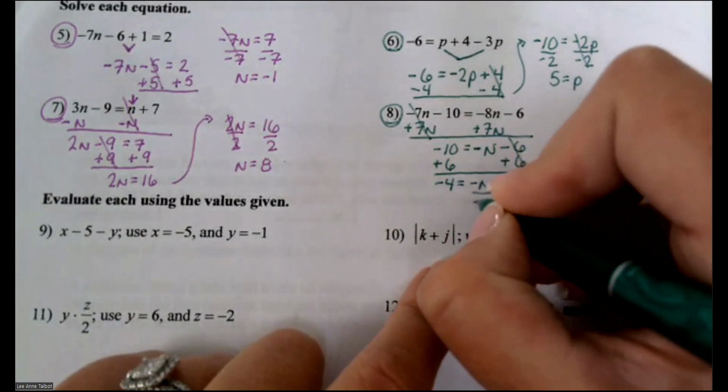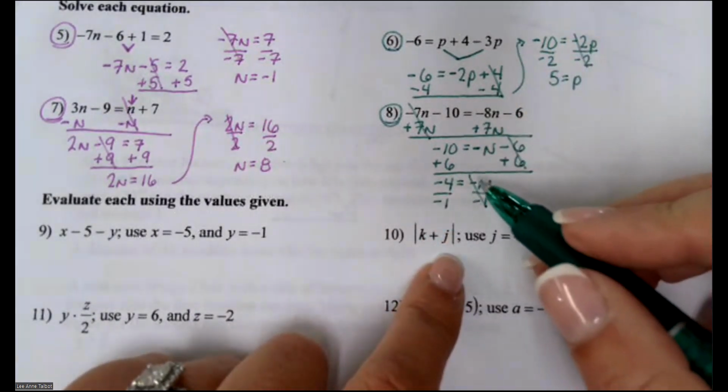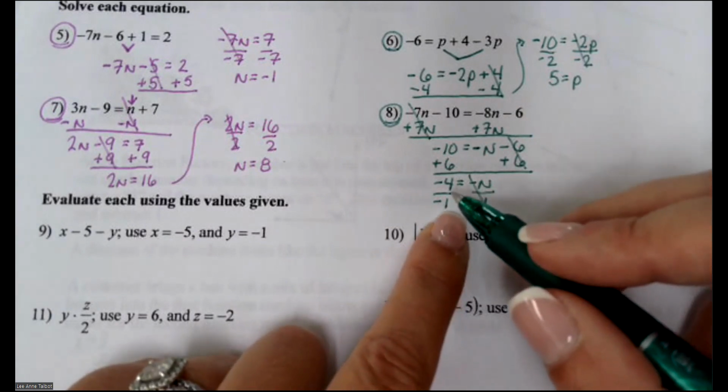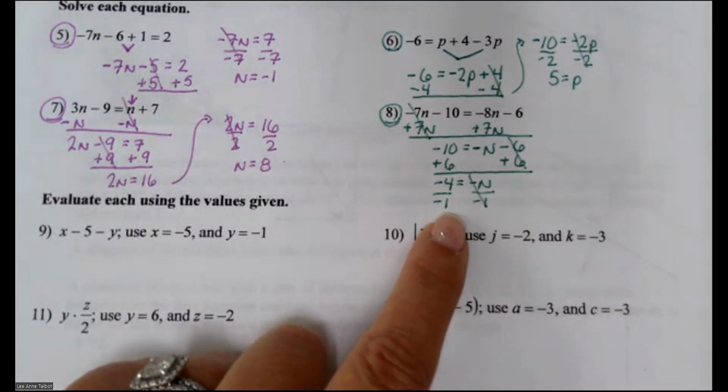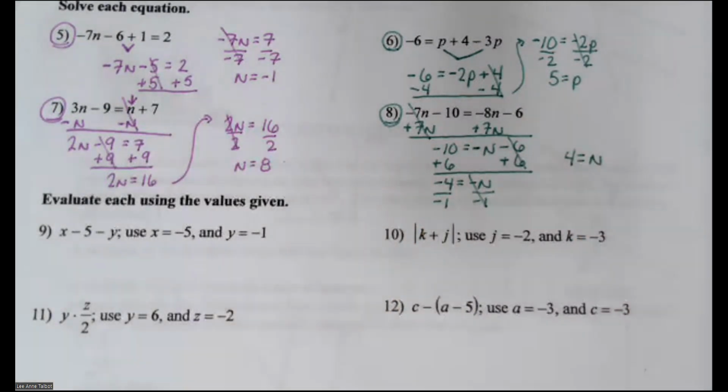That's what I usually do. Divide by -1, divide by -1, and I cross out that negative with the -1. And then remember, a negative divided by negative is a positive. So 4 equals n. You guys want to add anything to those two?